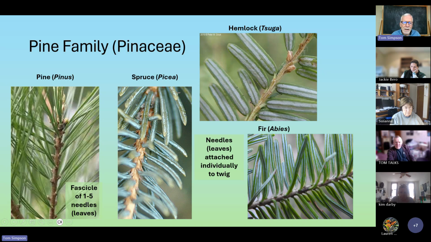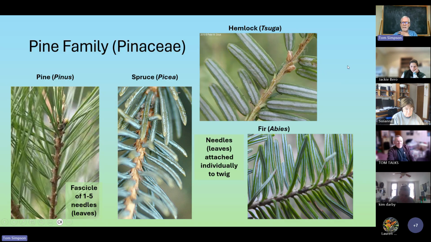Same with spruces, where the leaves actually attach to a tiny little woody stub that comes out that's really part of the stem and not the leaf. And in pines, they occur in groups we call fascicles. Each fascicle is actually a branch. It's a miniature branch that has evolved into this specialized structure that holds anywhere from 1 to 5 leaves.